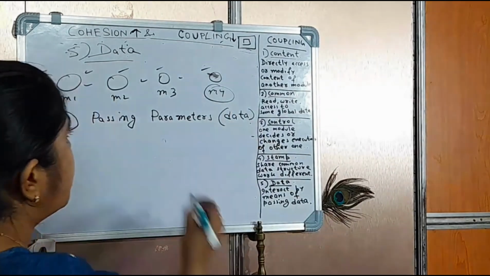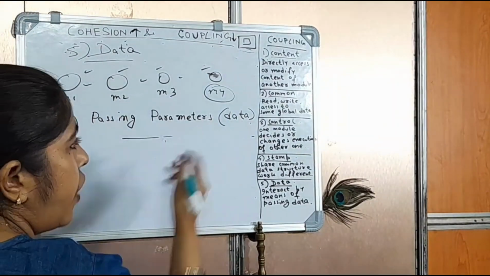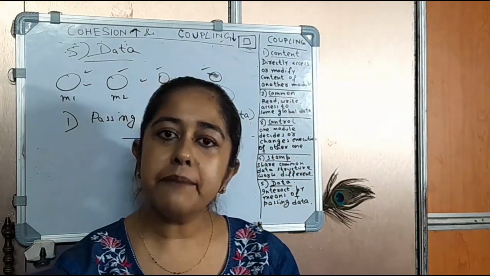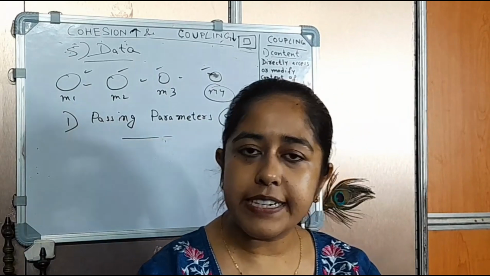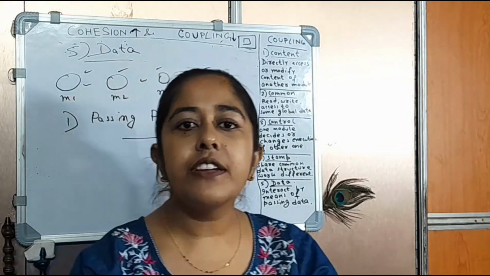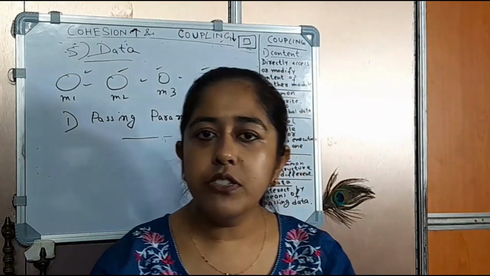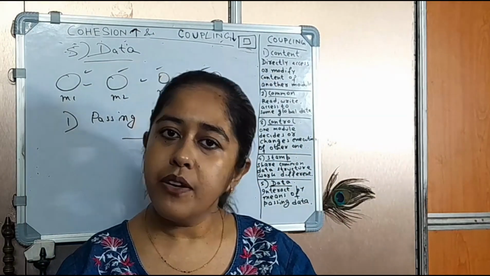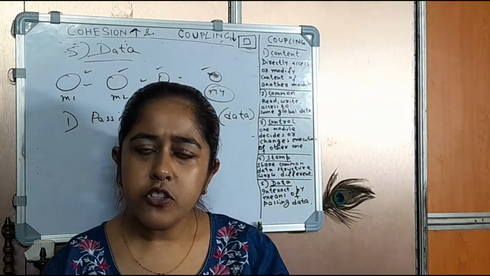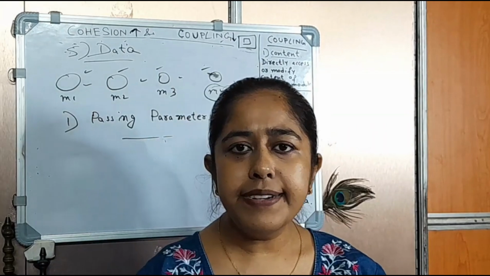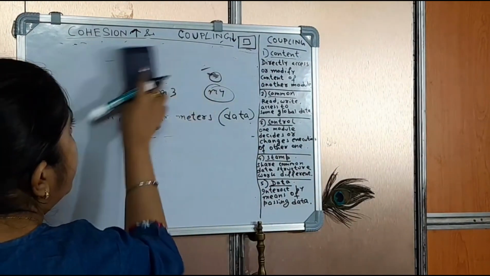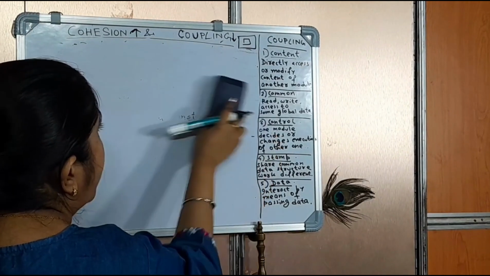So these modules execute on the basis of passing parameters or passing different data. This passing of data from one module to another, this kind of interaction between different modules, is known as data coupling. Clear? So here we have discussed that there are 7 kinds of cohesion and 5 kinds of coupling.